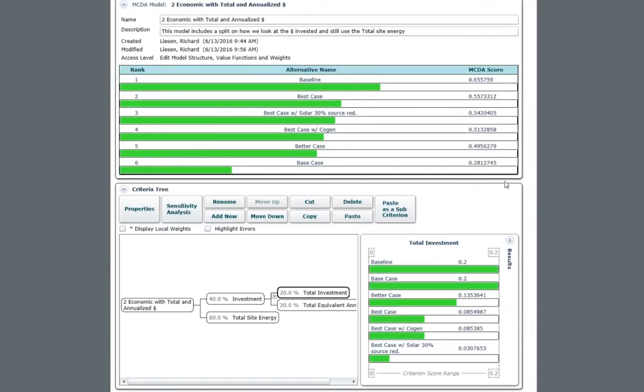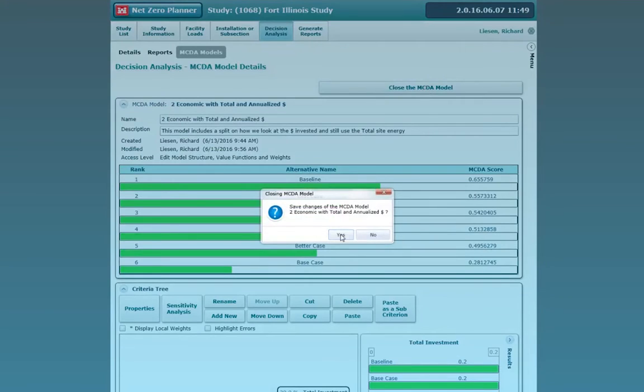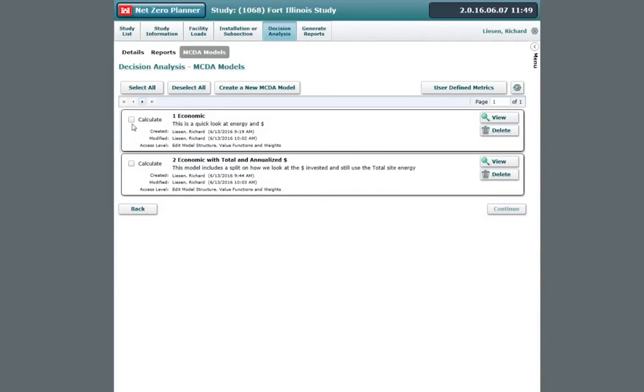But overall, our rank went from best case was solar, best case with cogen, better case. So when we went to payments and we changed this a little bit, there's been a swap up here in these models. Okay, so a minute ago, this was sitting at the top, this best case solar with a source reduction. And this better case was a little bit higher. Okay, so let's close that. Let's make sure we save it. Okay, let's look at those quickly just to see if those ranks changed.